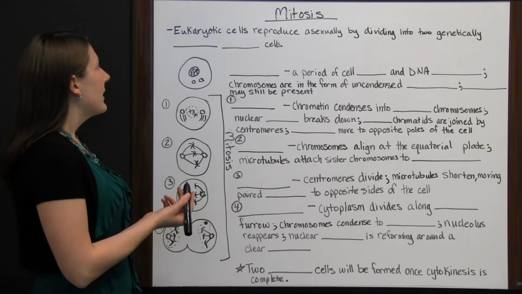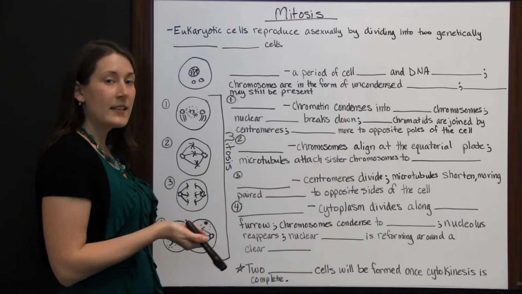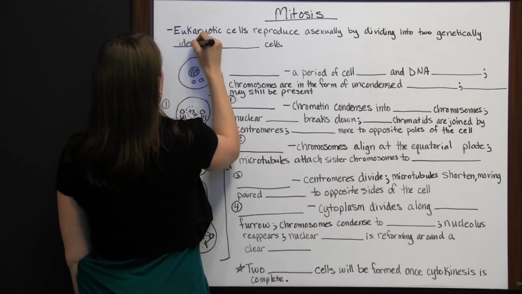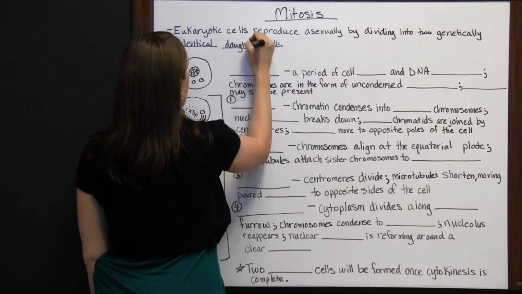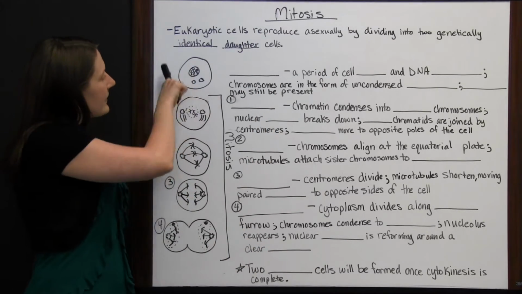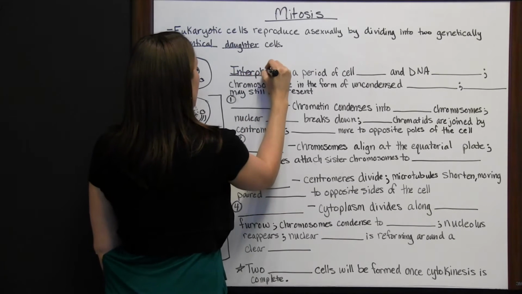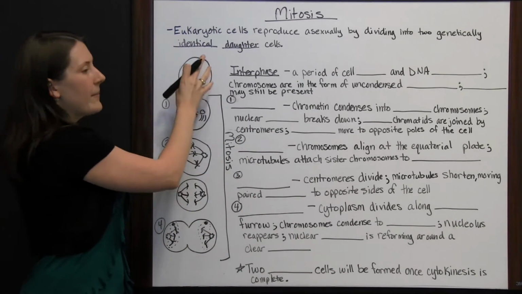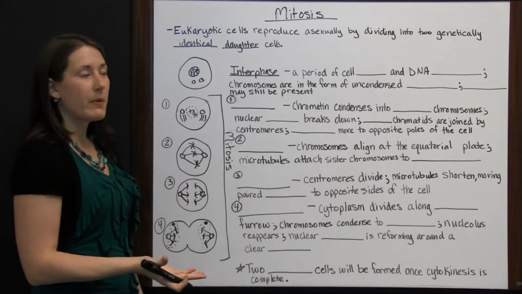Mitosis. Eukaryotic cells reproduce asexually by dividing into 2 genetically identical daughter cells. Now they do this by the process of mitosis. So let's look. This first phase is called interphase, and it's not really considered a part of mitosis, but it's usually discussed with mitosis because it happens at the beginning right before mitosis happens. It's the build-up to mitosis.